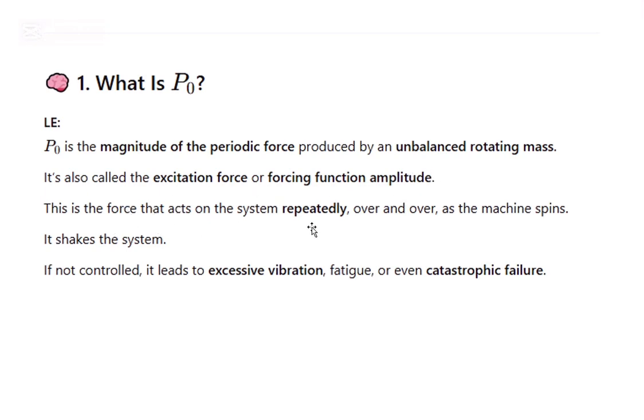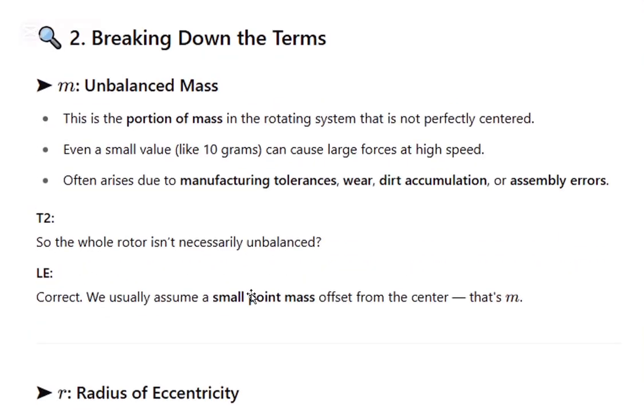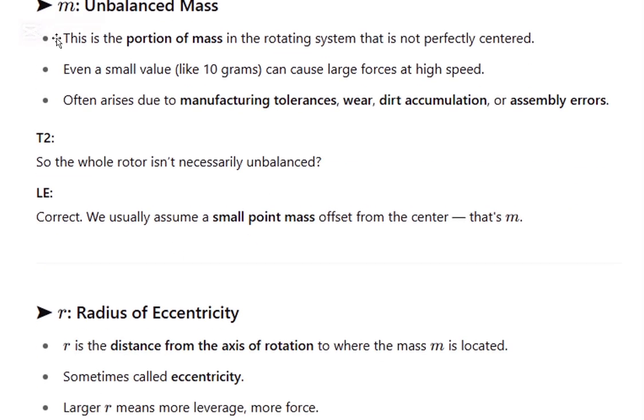This force then acts on the system repeatedly, over and over, as the machine spins. It shakes the system. It's not controlled. It leads to excessive vibration, fatigue, or even catastrophic failure. m is the unbalanced mass. This portion is the rotating system that's not perfectly centered. Even a small value like 10 grams can cause a large force at higher speed, often arising due to manufacturing tolerance, wear, dirt accumulation, and assembly errors.